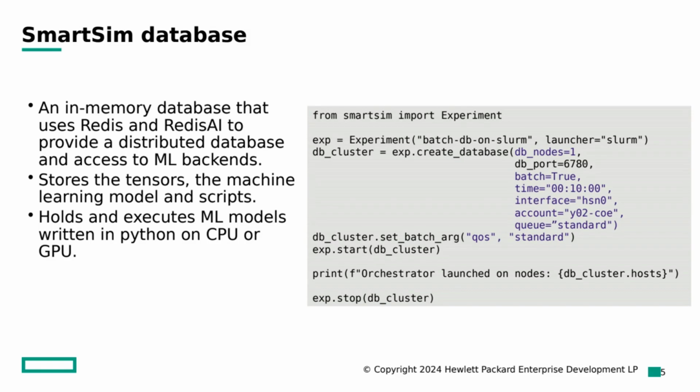So this little Python script here creates the database. This looks kind of similar to before. You specify the number of nodes, you give a default port for it to use, and then specify whether it's to be run as a batch or not. The interface is a different one. So this is your network interface. For ARCHER2, this is hsn0, and then your account and partitions, kind of similar as before. And then if you run this, it will print the hosts that the orchestrator is being launched on. And again, it will submit a batch job that will run on the nodes.